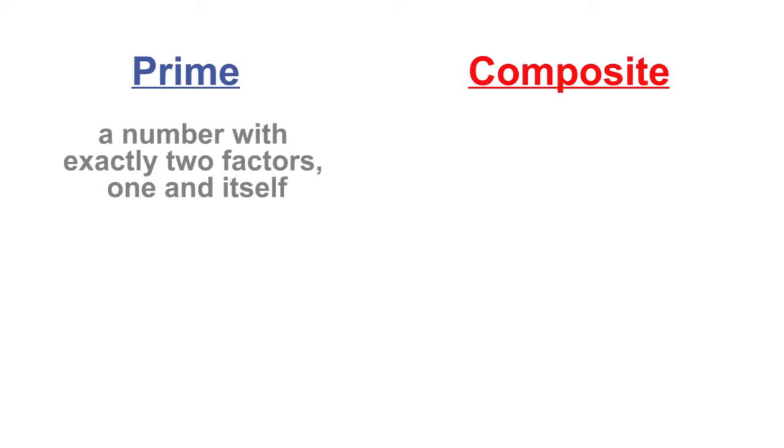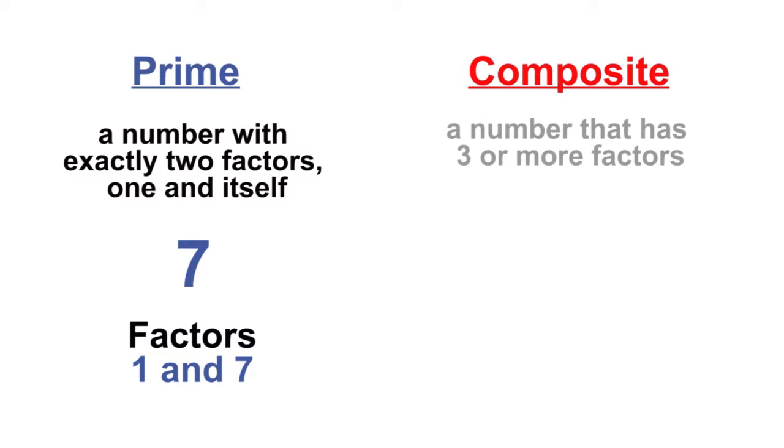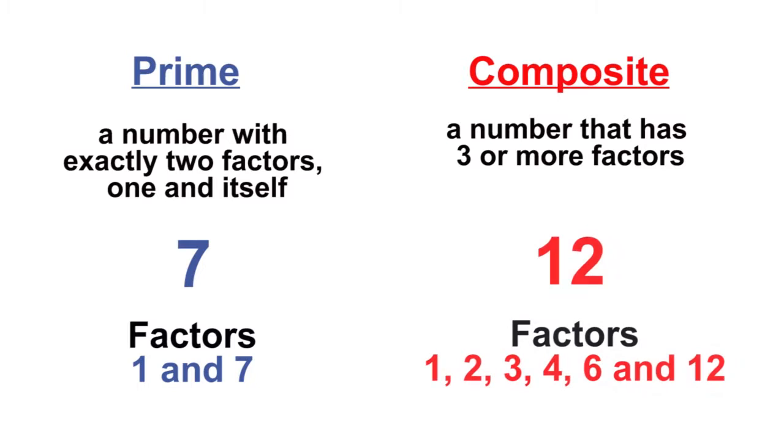Now, you're probably wondering what prime and composite numbers are. Well, a prime number is a number with exactly two factors, 1 and itself. An example would be 7 because the only factors of 7 are 1 and 7. A composite number is a number that has 3 or more factors, such as 12. 12 is composite because its factors include 1, 2, 3, 4, 6, and 12.